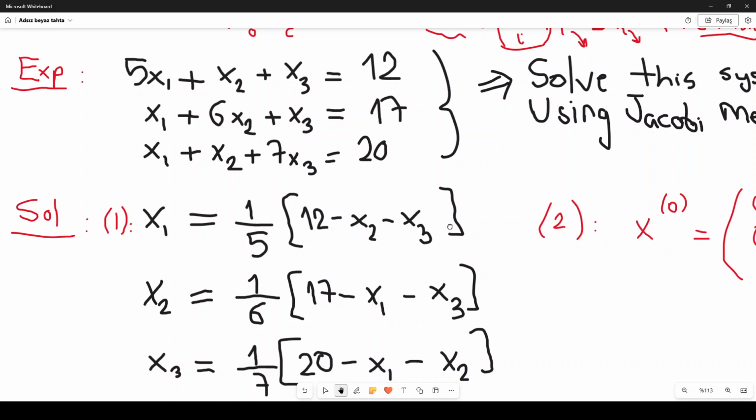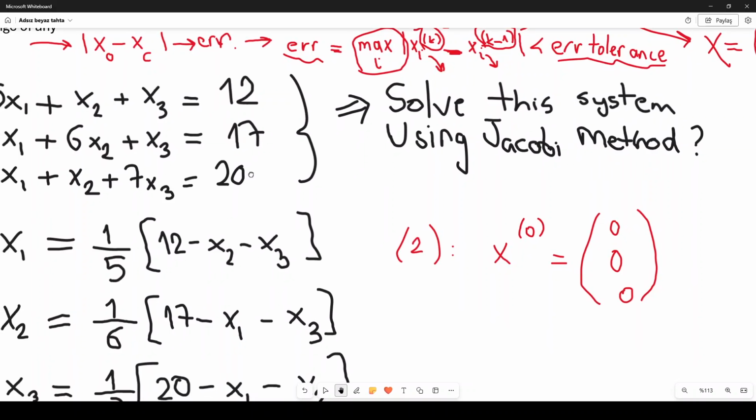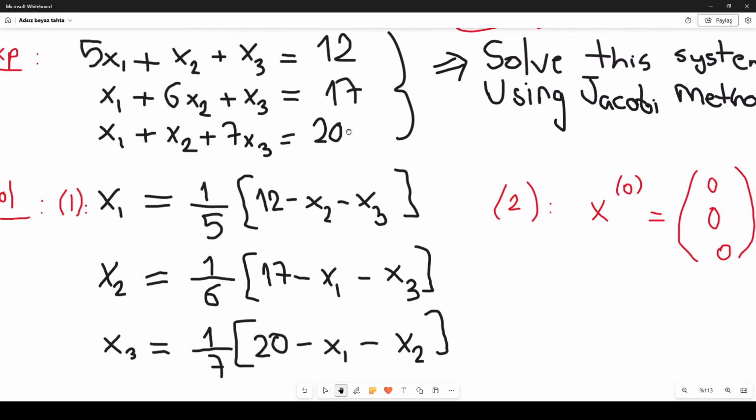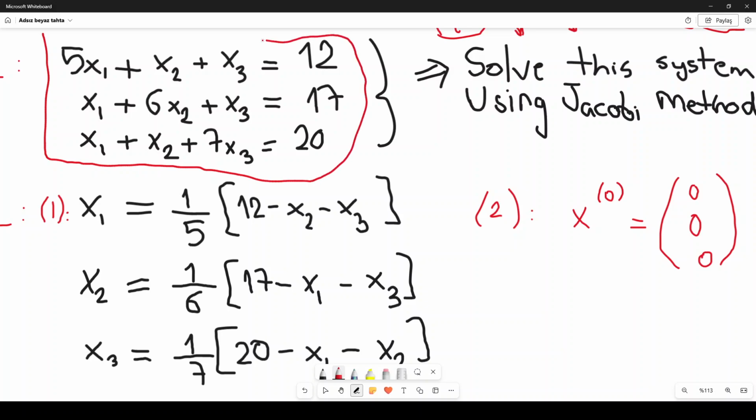Okay, suppose this is the system given to us. Alright, 5x1 plus x2 plus x3 is equal to 12, x1 plus 6x2 plus x3 is equal to 17, and x1 plus x2 plus 7x3 is equal to 20. And now solve this system using the Jacobi method. Let's see how this method really works in a real application. Alright, the first thing, of course, before everything, I need to check whether or not convergence is ensured, right? So this is the system.